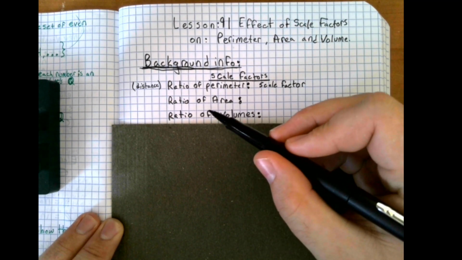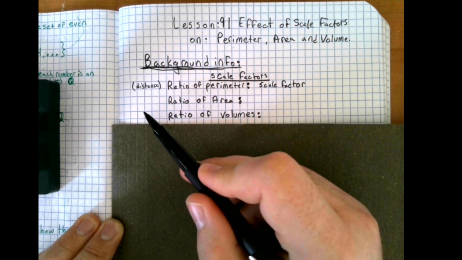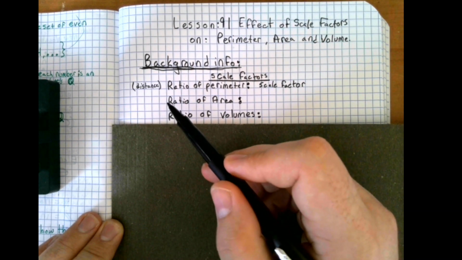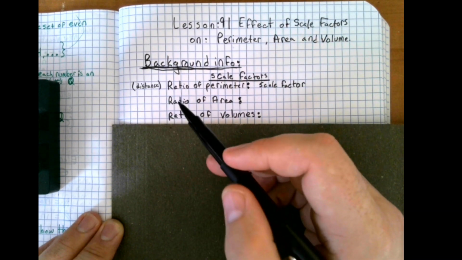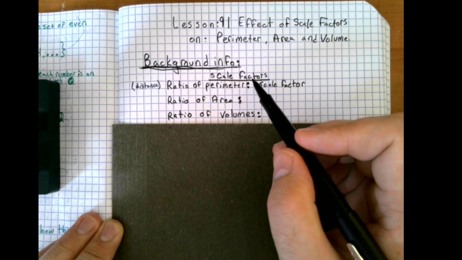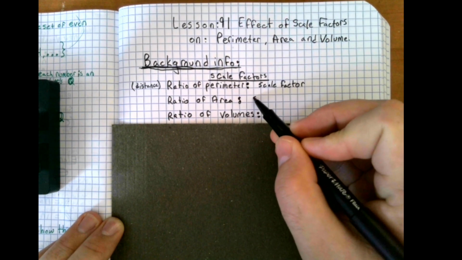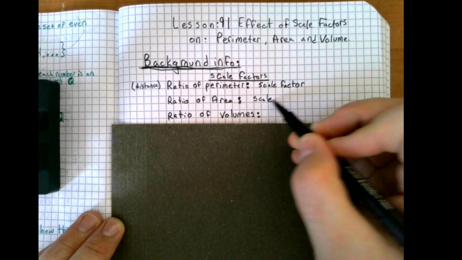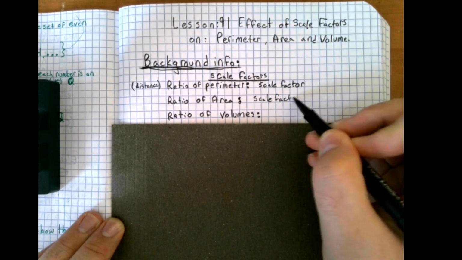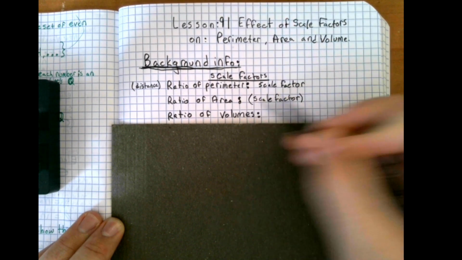Now, the area, because it is a dimension times a dimension, and both dimensions are being multiplied by the scale factor, we're actually going to multiply by our scale factor squared.